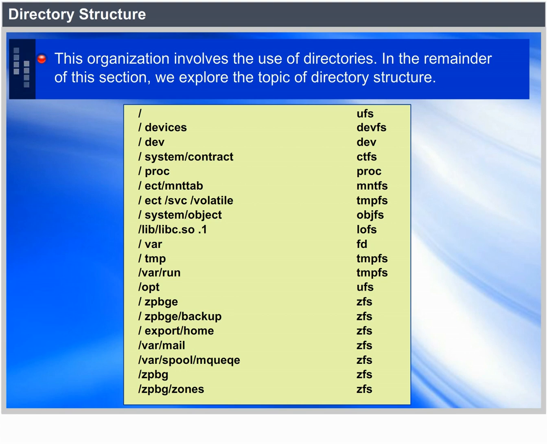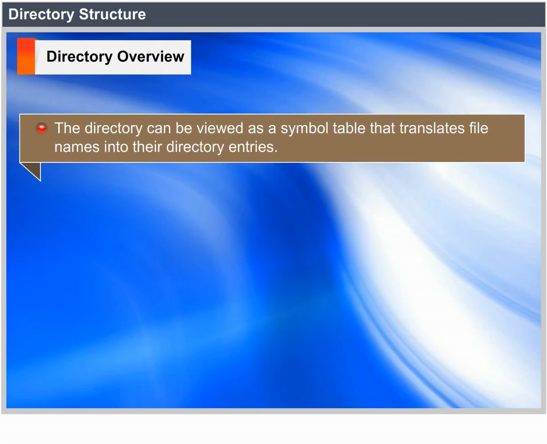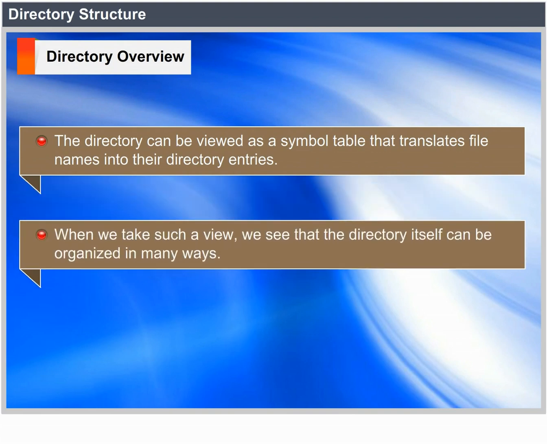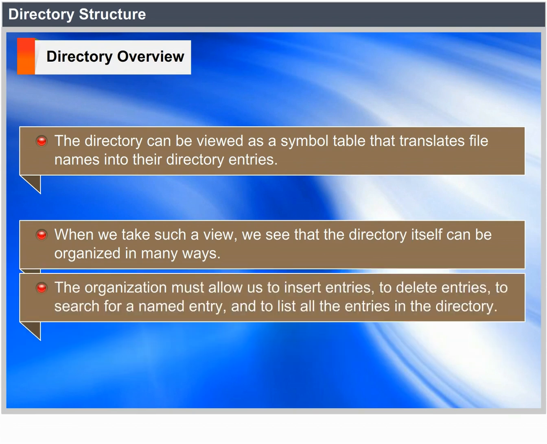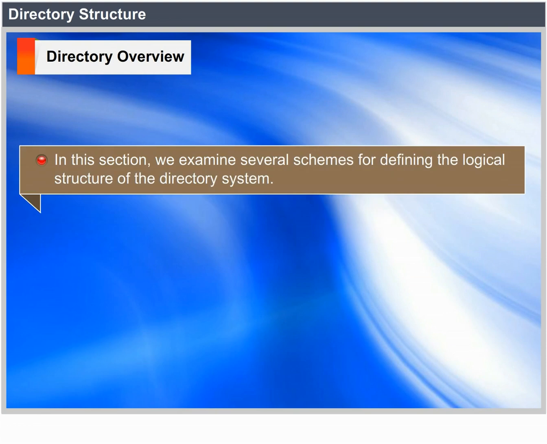Directories viewed. The directory can be viewed as a symbol table that translates file names into their directory entries. If we take such a view, we see that the directory itself can be organized in many ways. The organization must allow us to insert entries, to delete entries, to search for a named entry, and to list all the entries in the directory. In this section, we examine several schemes for defining the logical structure of the directory system.